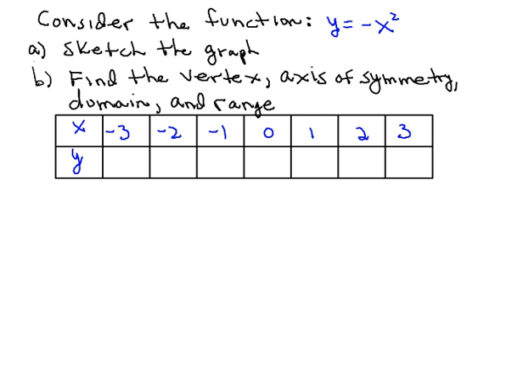So now we're going to next look at what effect it has on the graph of y equals x squared if we multiply the x squared by a negative constant. So we're going to look at the simplest case we can consider, which would be y equals negative x squared.